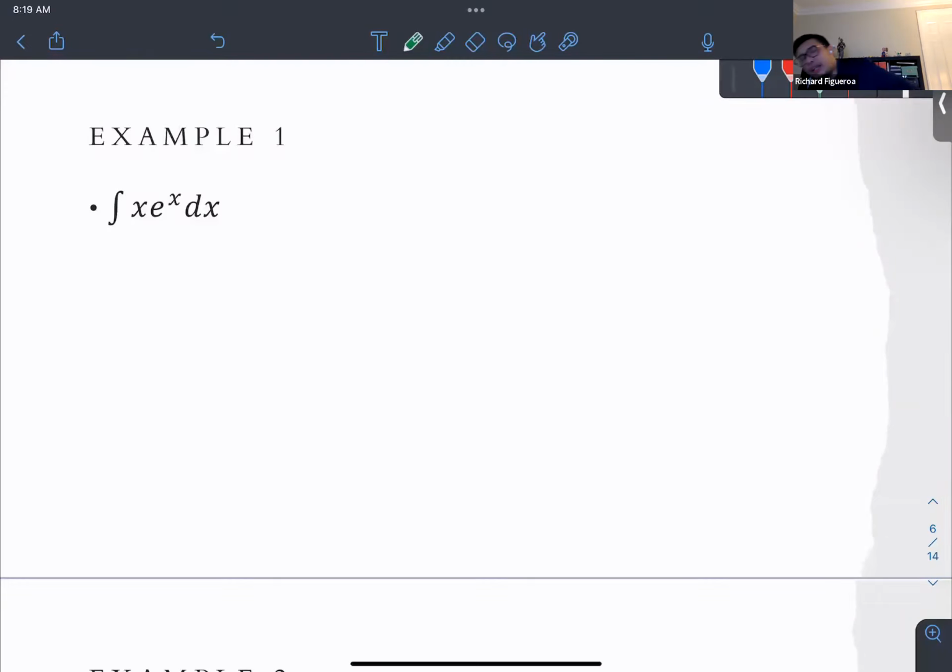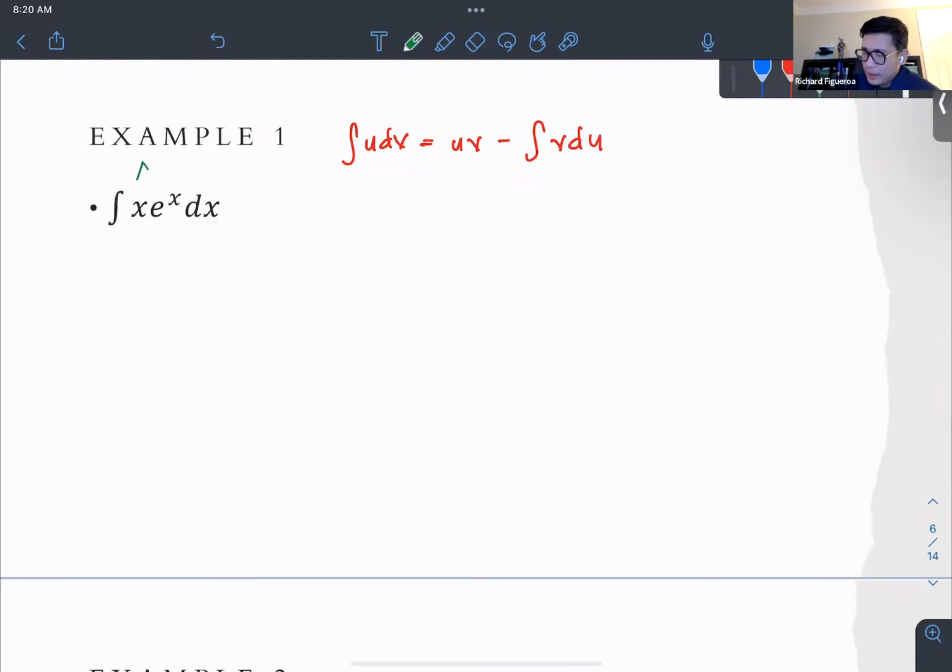So let's have our first example. So we use the integration by parts approach. No? So which is the integral of u dv is equals to uv minus the integral of v du. So ayan, we designate u and v. So x is algebraic, e to the x is exponential. So which will be our u?